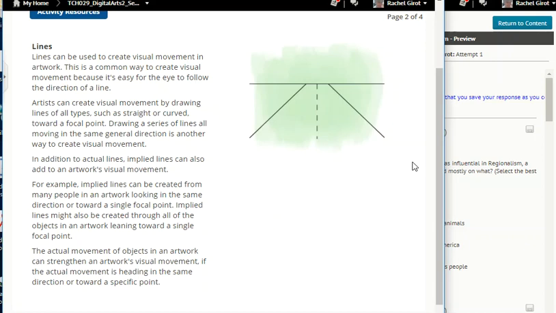Drawing a series of lines all moving in the same general direction is another way to create visual movement. In addition to actual lines, implied lines can also add to an artist's visual movement. For example, implied lines can be created from many people in an artwork looking at the same direction or toward a single focal point. Implied lines might also be created through all of the objects in an artwork leaning toward a single focal point. The actual movement of objects in an artwork can strengthen an artwork's visual movement if the actual movement is headed in the same direction or towards a specific point.